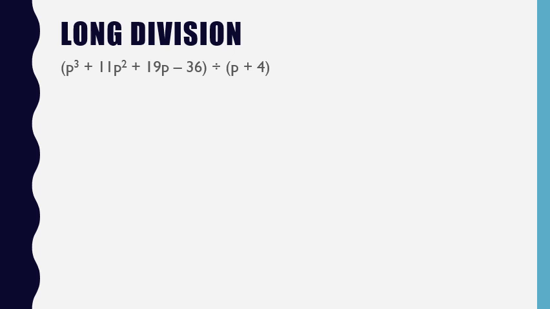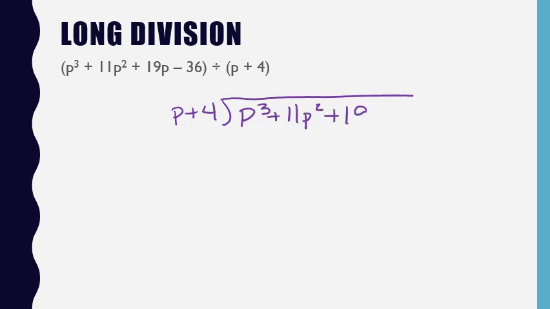All right, let's look at this problem. We're dividing this 4-term polynomial by p plus 4. So p plus 4, and then p cubed plus 11p squared plus 19p minus 36. Okay. So what do I multiply p by to give me p cubed? Well, I'm going to multiply by p squared. Multiply so that I get p cubed. P squared times 4 is 4p squared. Subtract, changing things to its opposite.